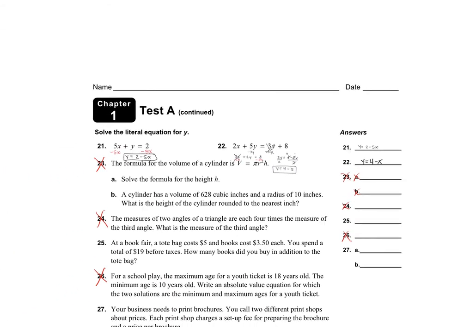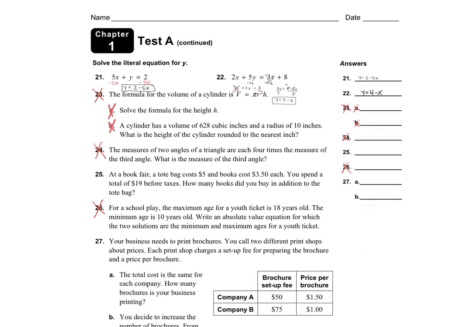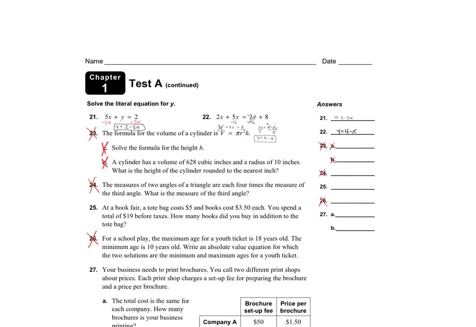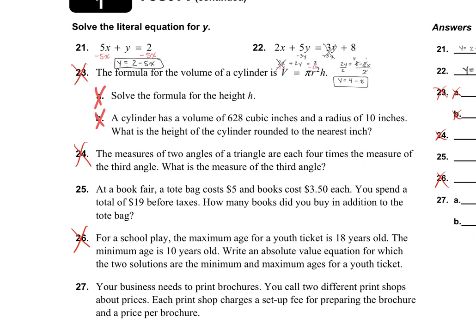Whew. Okay, 23 we're not doing. 24 we're not doing. 25 and 27, and then we're done. Number 25, at a book fair, a tote bag costs $5 and books cost $3.50 each. You spend a total of $19 before taxes. How many books did you buy in addition to the tote bag?